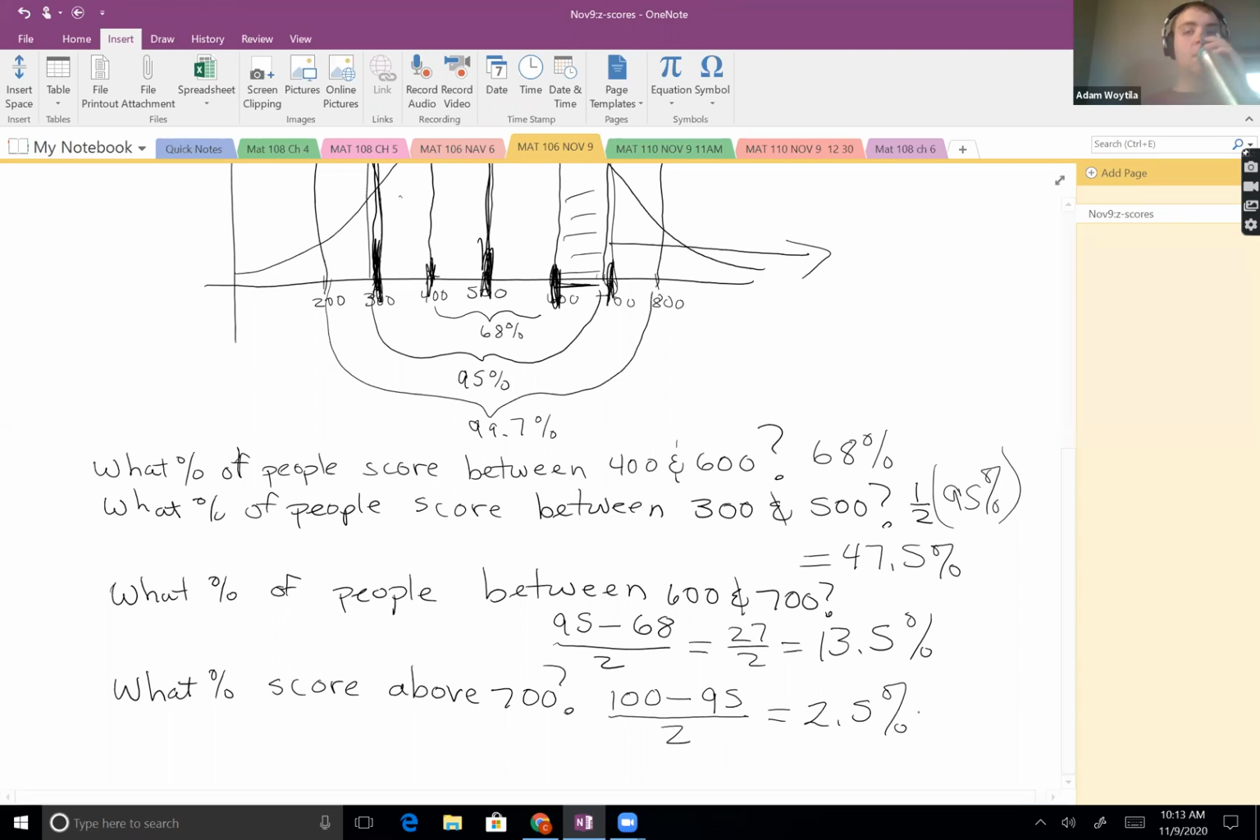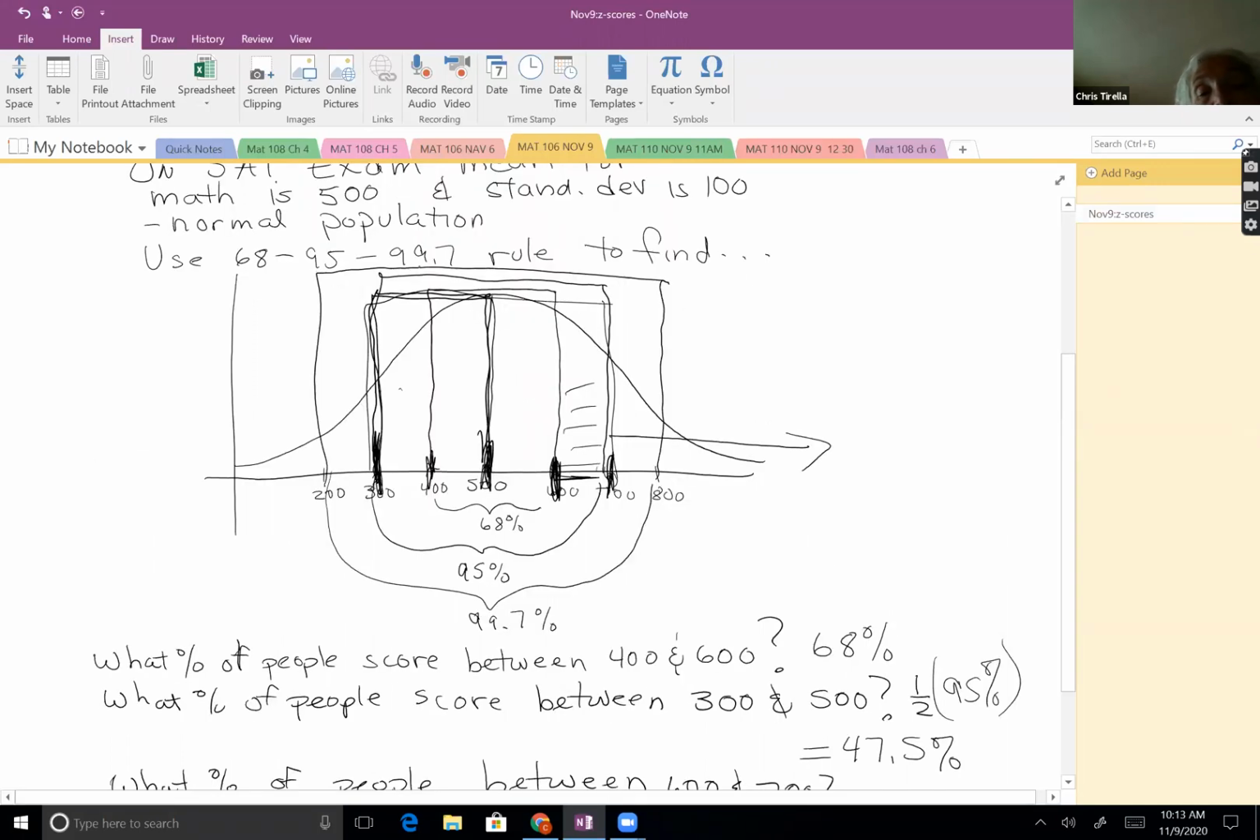Has anybody started looking at the homeworks that deal with this? You're going to find that they have all sorts of different situations. But every time it's going to work the same way. As soon as you hear that 68, 95, 99.7 rule, you're going to look at your bell curve. The percentages always stay the same. The only thing that changes is the mean and standard deviation, or the numbers that are on that horizontal.